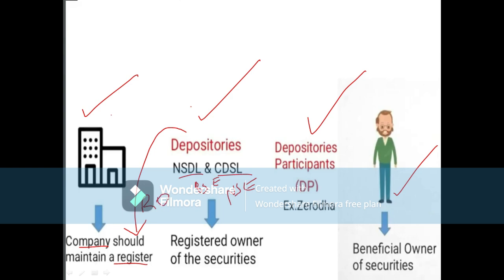Now, if we see about depositories, they maintain a register of depository participants, whose names will be registered in the depository's register. As I explained before, Zerodha is an example. This is an intermediary between the investor and the depository. These depository participants will maintain a register of investors. The investor is known as the beneficial owner.